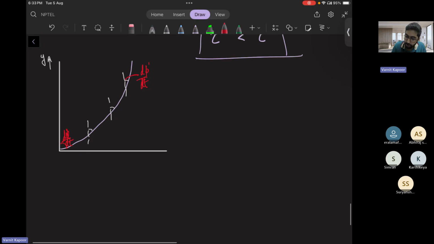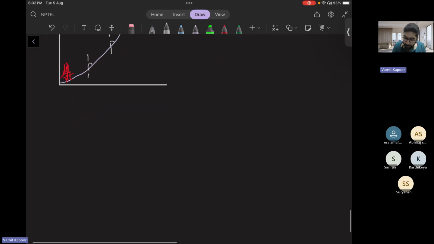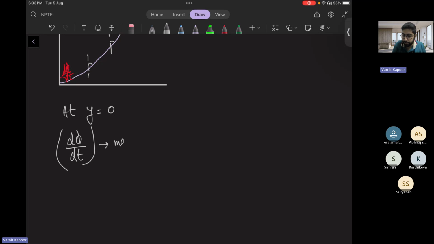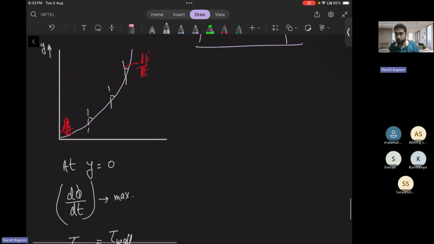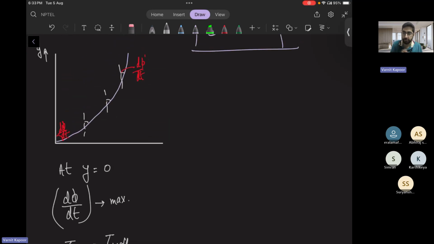So at y equal to 0, your d phi by dt is maximum. That means your shear stress is maximum, and that is nothing but called the wall stress, the stress of the wall over the fluid, tau W. And how will we draw the velocity profile as well as the shear stress profile together?